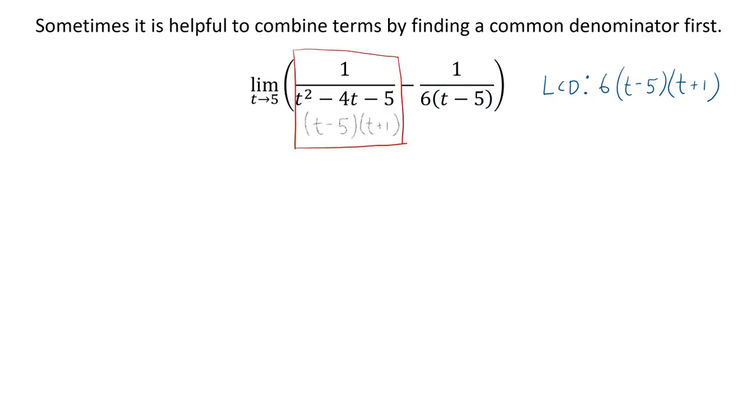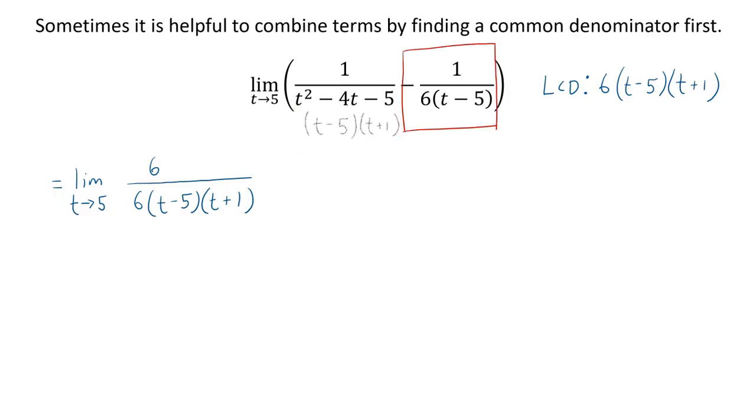To write our first fraction as an equivalent fraction with the least common denominator, we notice that the only factor that this denominator is missing is the factor of 6. So we multiply the numerator and denominator of this fraction by 6. And that gives us 6 over 6 times t minus 5 times t plus 1.